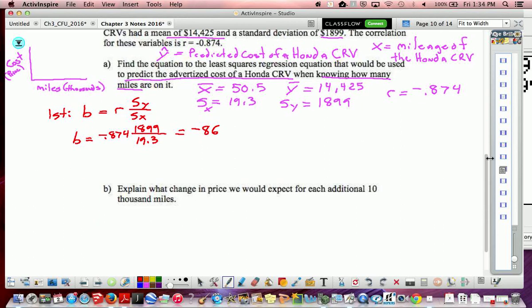All right, so now we want to find A. A is found by going the mean of y minus your slope times the mean of x. So A equals 14,425 minus a negative 86 times the mean of x, 50.5.